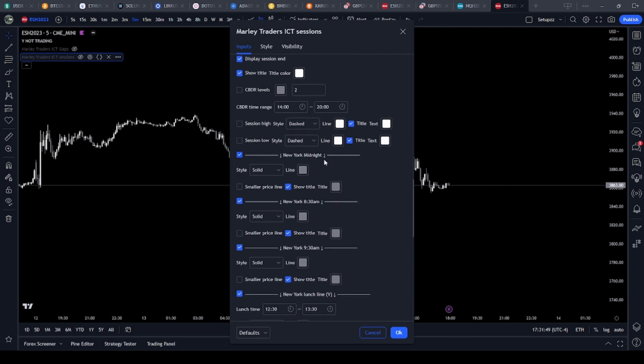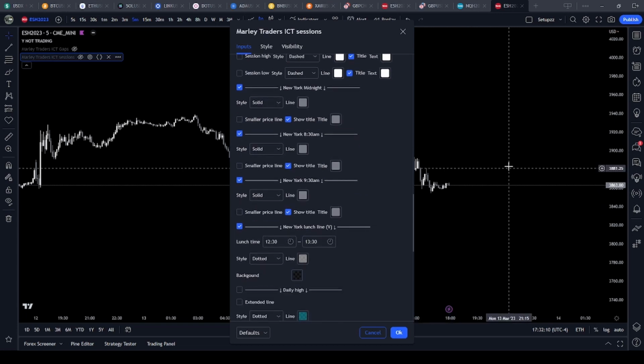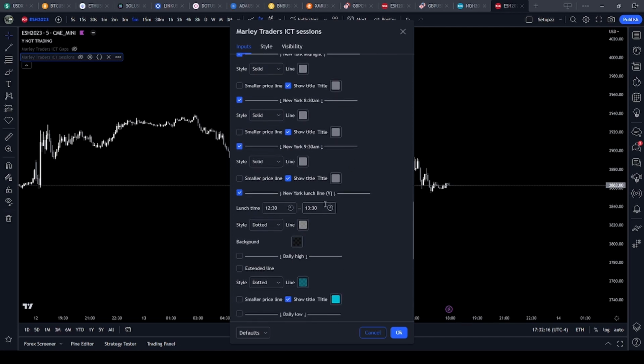So now we have the midnight, New York midnight. This is the time, New York midnight is here, and then we have the 8:30 open. This midnight means the midnight open. You will see all these sessions soon populated on the chart here. And then we have the 9:30 open, the 8:30 open, and then the lunch time.